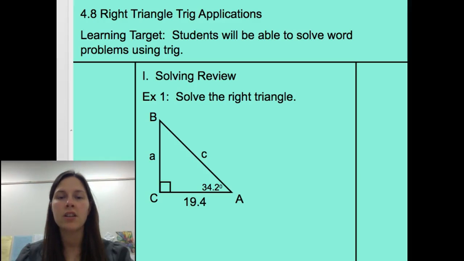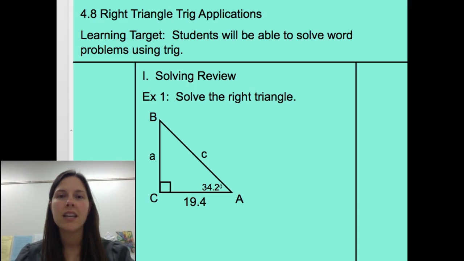So today we're going to take a look at how to work with applications or word problems involving trig. Most of this should be familiar to you. You should have seen it in geometry and probably a little bit in algebra 2 as well. So we're going to start with a review of what it means to solve a right triangle.